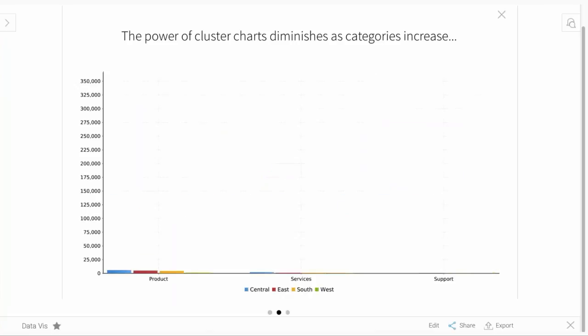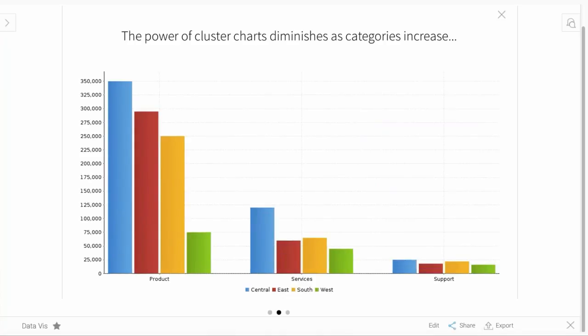Now, the power of clustered charts does decrease as the number of your categories increases. So as you can see here, we've only got 4 categories, and it's already become significantly harder to quickly understand exactly what's going on with this chart. So our minds find it more difficult to compare because the colors are all over the place. They're not sure what they're actually meant to compare against.